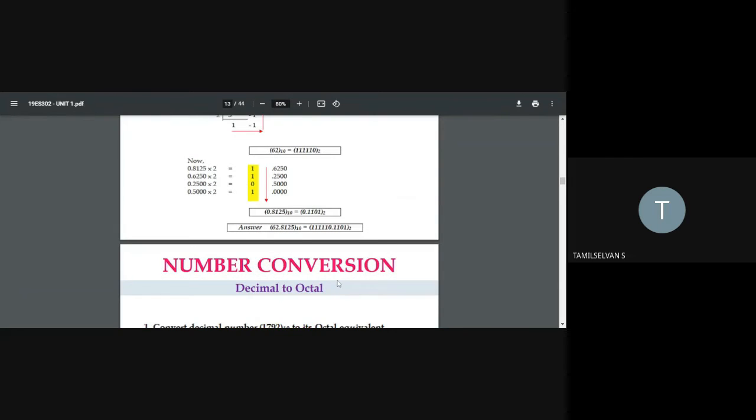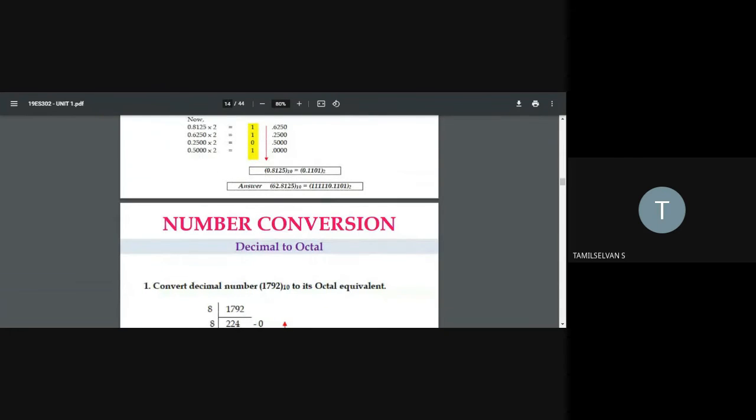So next I can move to another number conversion, that is decimal to octal value. We have already known that the base value for the octal number is 8. So while converting this decimal value into an octal value, I have to use the LCM method by 8, right? Because the base value for the octal number is 8.